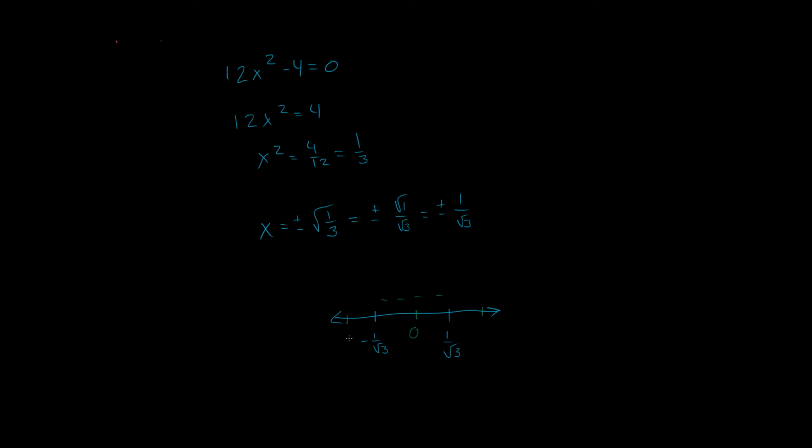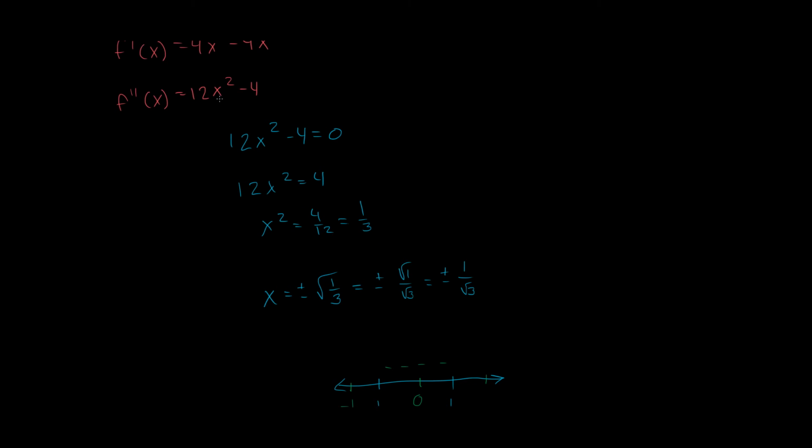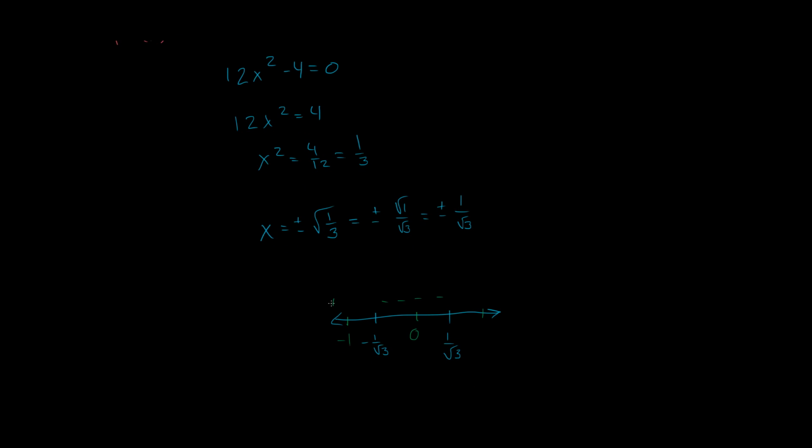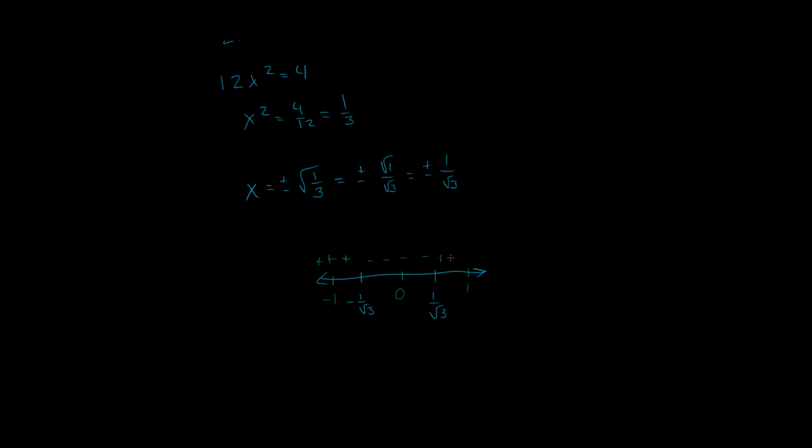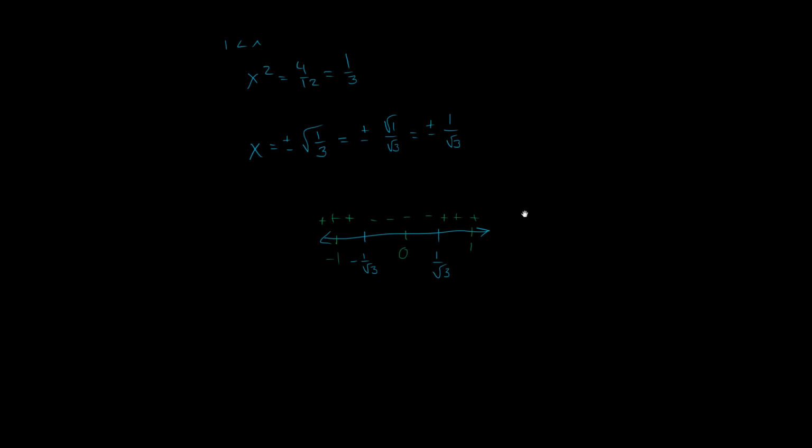An easy number to plug in here would be negative 1. So if we plug negative 1 in, we get negative 1 squared is 1, 12 times 1 is 12, minus 4 is positive 8. So here we're concave up. And here we can just plug in positive 1. So 1 squared is 1, 12 times 1 is 12, minus 4 is once again positive 8. So we're concave up again.